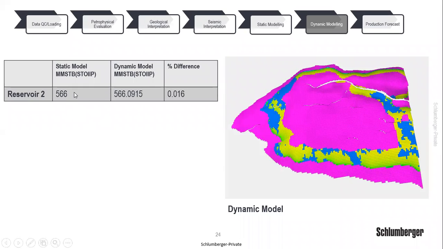And then eventually she was able to get a dynamic volume. When the dynamic volume was calculated after simulation, we saw a percentage difference of 0.016. So it gave us some level of assurance that our interpretation has been consistent across. Imagine when you have up to 60 or 80% difference, it's huge. But here we have less than 0.5% difference. So I think it was a thumbs up for the team.